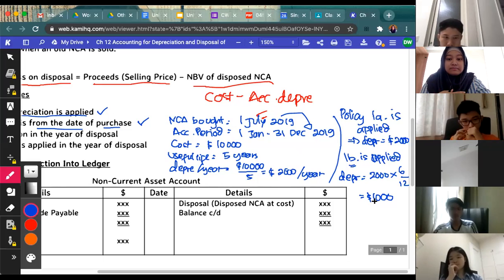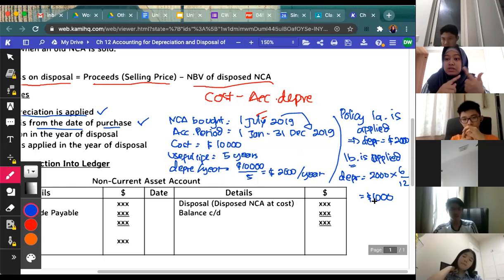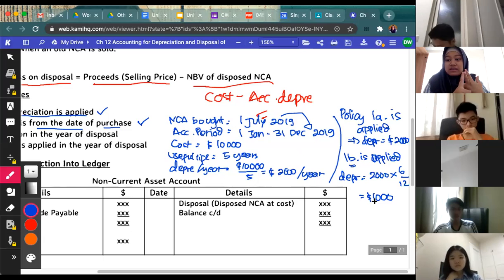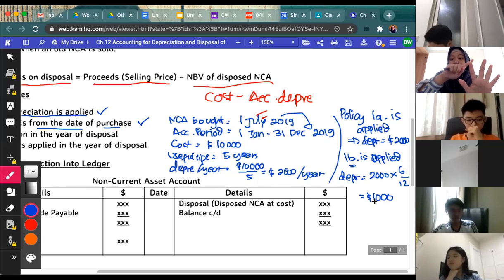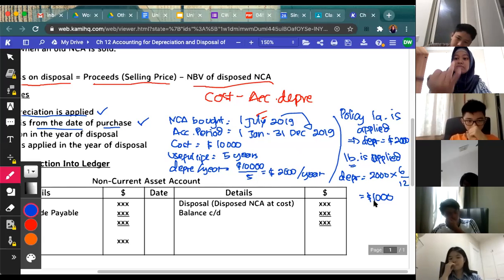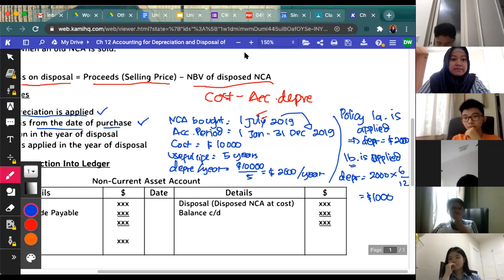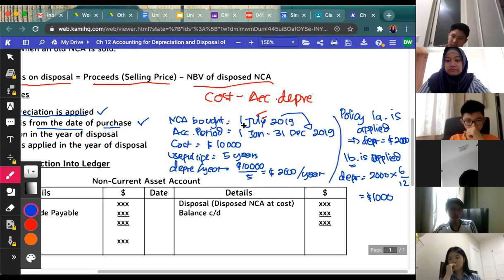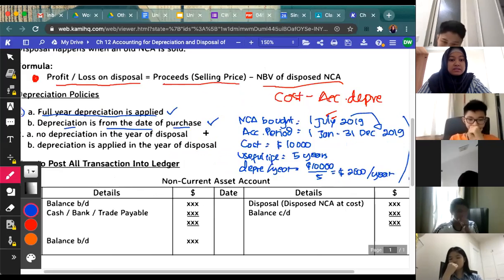Any question? Why is it 10 over 12 again? For March, if you purchase on March, it means January and February is not calculated, right? You start from March. So 12 minus 2 is 10 months. Or March, April, May, June, July, August, September, October, November, December. 10, yeah? Okay. Can I continue? Clear, yeah? Okay, that's the first policy.